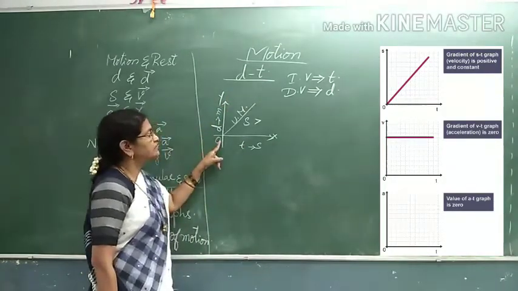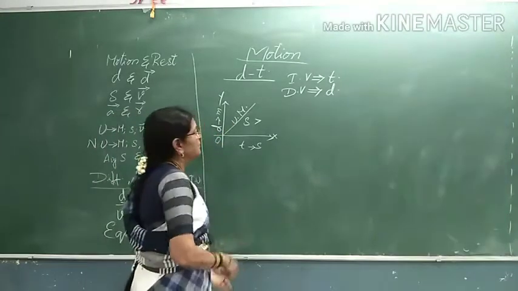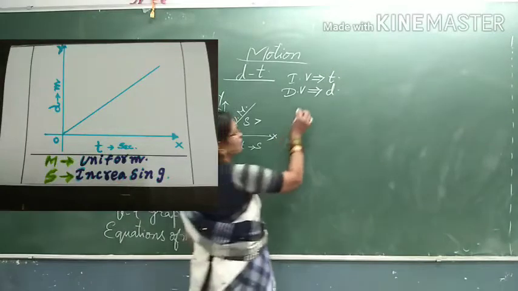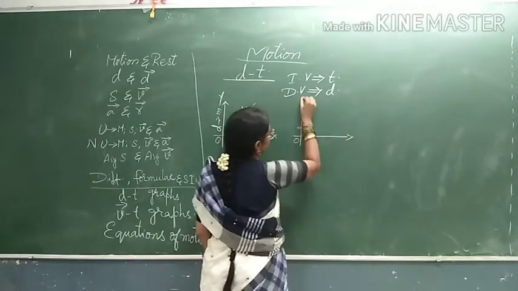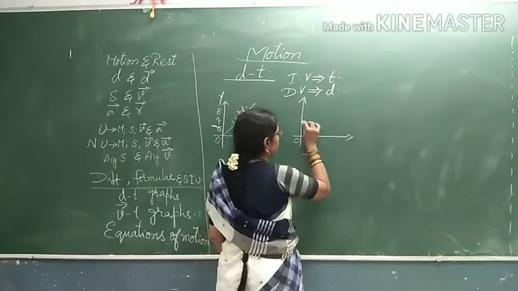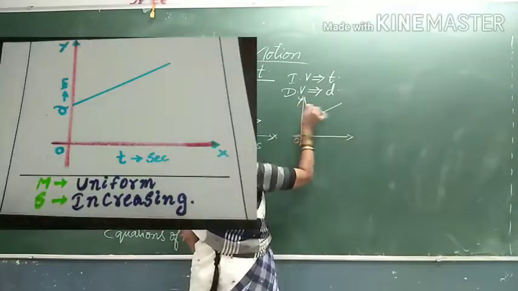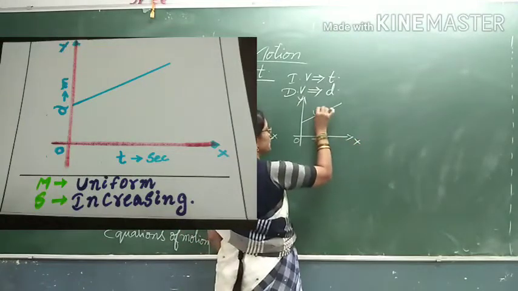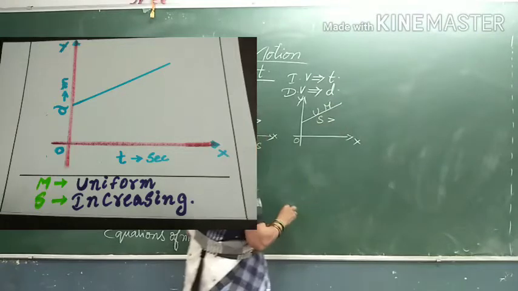Now if the graph is like this, a distance time graph, it is a straight line. It is uniform motion. In the next graph, when you observe this graph, the line starts from here. What type of graph can it be? It is also uniform motion and the speed is increasing.